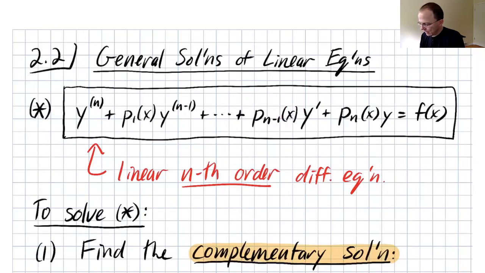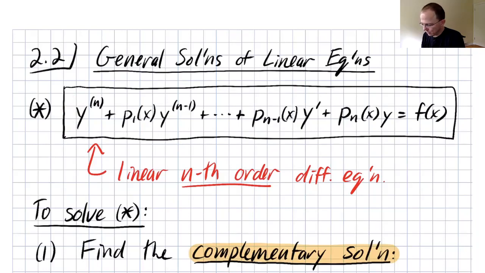So this is a general linear nth order differential equation. It's linear in the dependent variable. The y is the dependent variable and its derivatives, so y prime up to the n minus first derivative of y, and this is the nth derivative of y. We're assuming that this leading coefficient is 1.